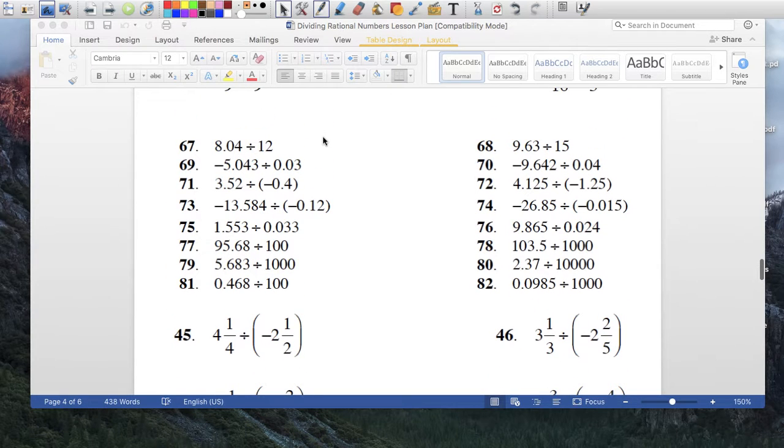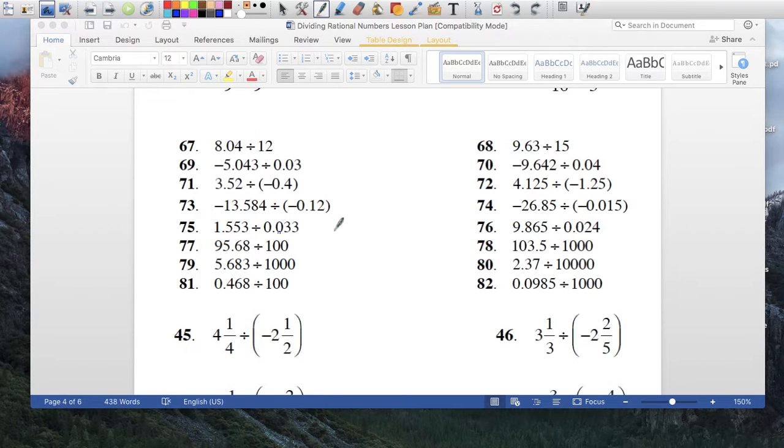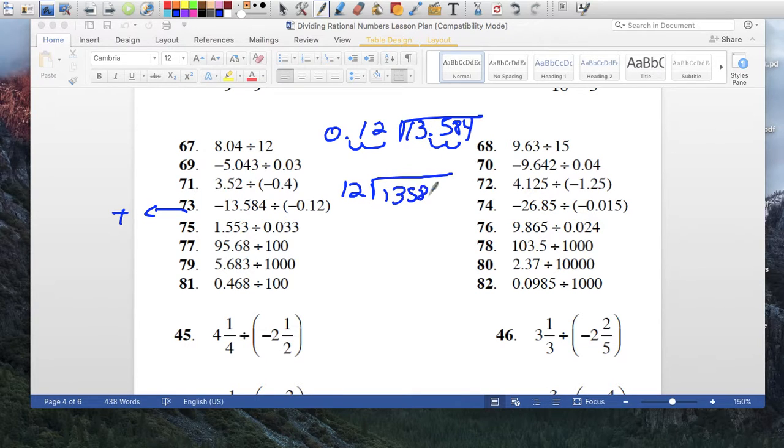Even the bottom ones. Let me pick a couple of these ones. Let me pick 73. So 73, I have room here. 13.584, and I'm going to divide that by 12. And again, I know my quotient. This one's going to be a positive answer because they're both negative. 0.12. I'm moving the decimal twice. That becomes a 12. If I move the decimal 2 times, 13.584, the decimal moves twice to the side.